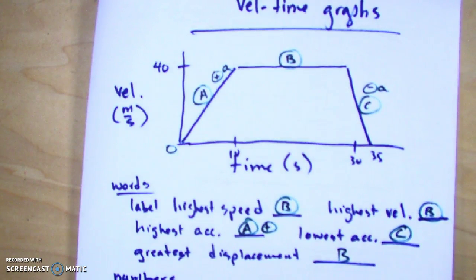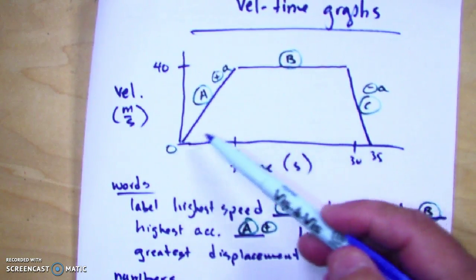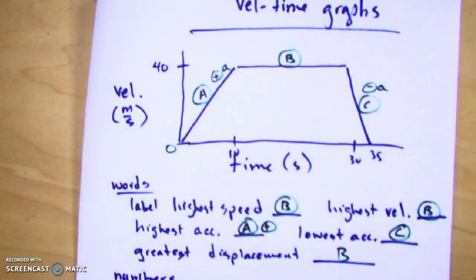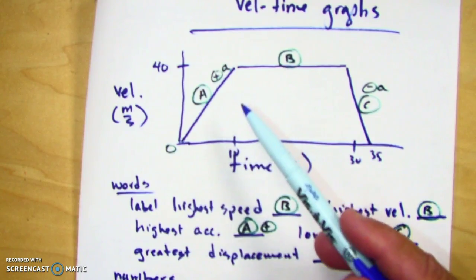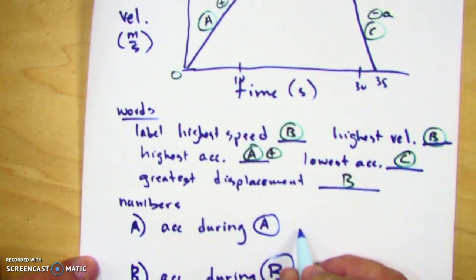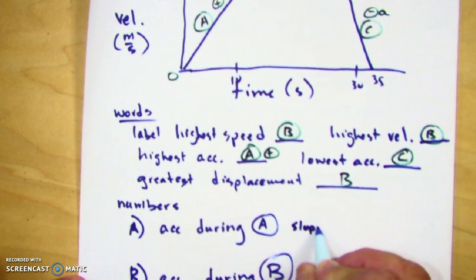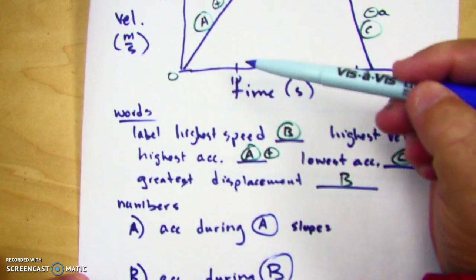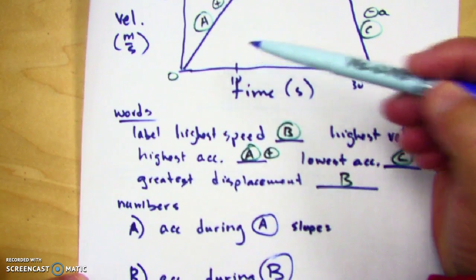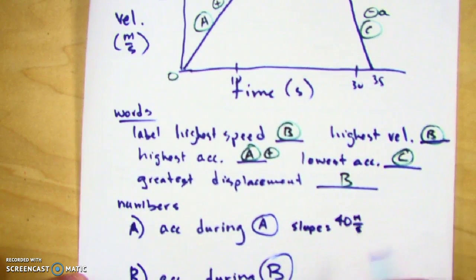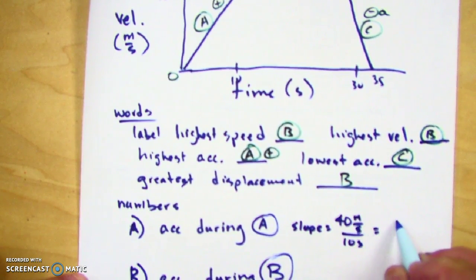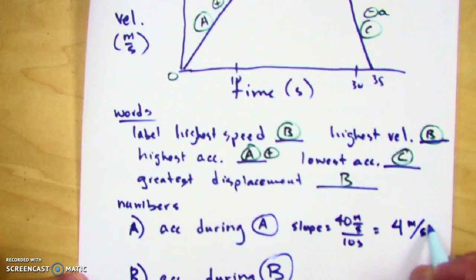Okay, let's take a look at the math problems that you could be asked with this. For example, you could easily be asked for the acceleration during part A. Well, it's a velocity time graph, so acceleration is velocity over time, which means it's slope. So I would simply say slope is equal to, again, rise over run. Well, the rise on the graph is 0 to 40. So 0 to 40, and leave your units in, meters per second, divided by the time of 10 seconds equals 4 meters per second squared.